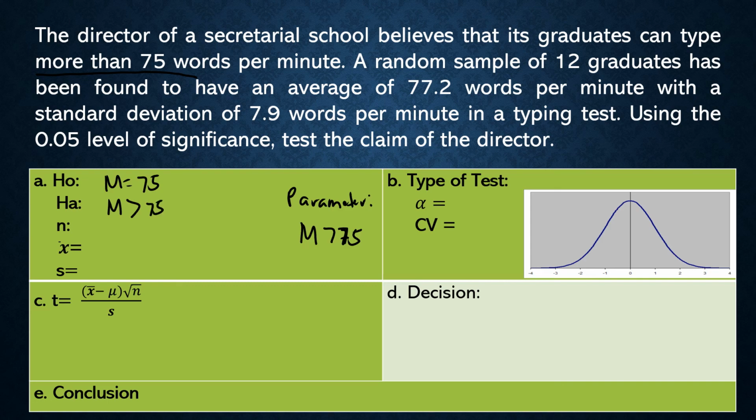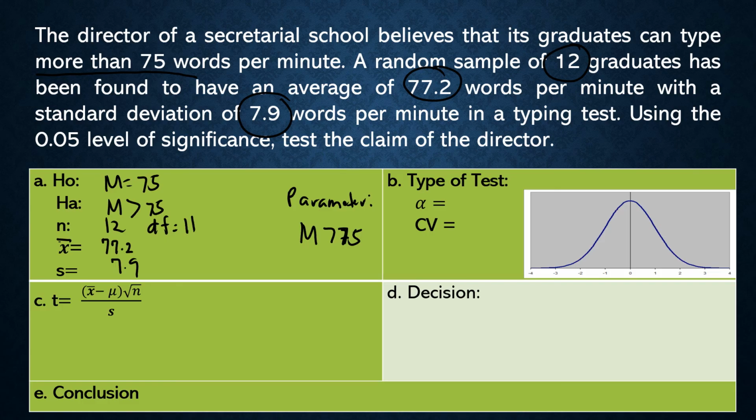For our random sample, we have 12 graduates. We have n equals 12. So therefore, your df is equal to 11. For your x bar, your sample mean is 77.2. And your s, or the standard deviation, is 7.9 words. So we're done identifying the important values that we need for computing the p-value.